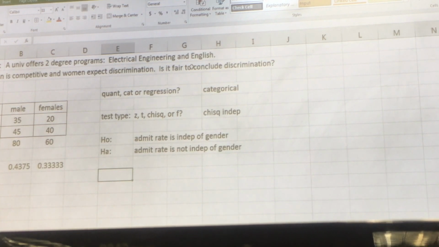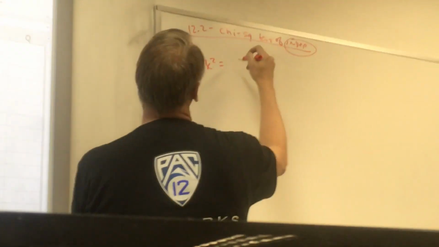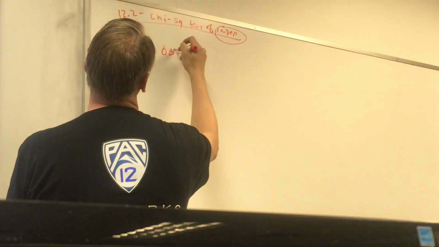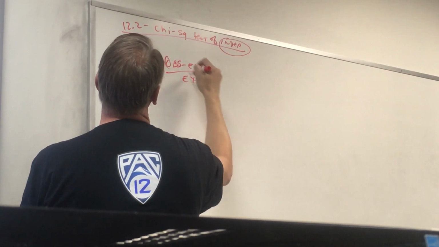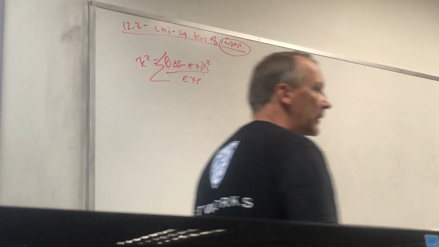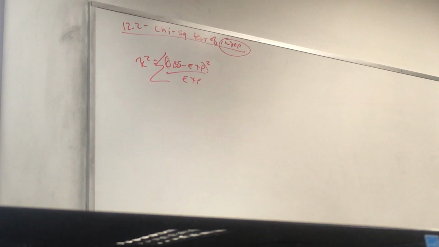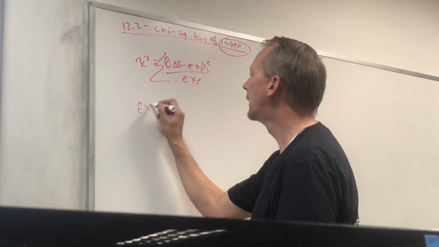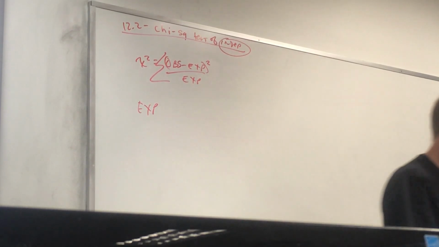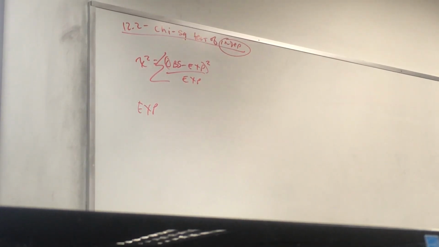We now need to figure out our chi-square. Just like the last section, we're going to have the same chi-square. It's going to be the observed minus the expected squared over the expected, and of course we're going to add that up. However, the expected is going to be a little bit trickier to calculate. So here's what I would recommend that you do.